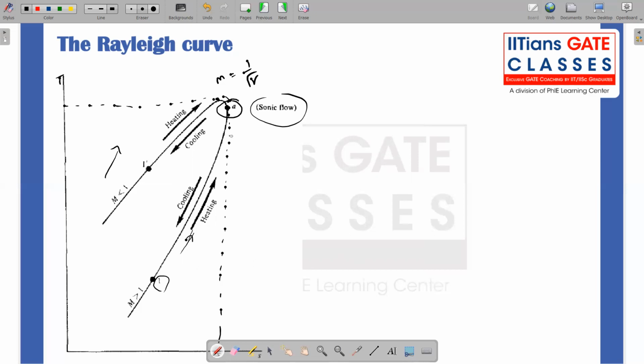Okay. So in both cases, what is happening? Adding heat will make the flow reach towards sonic flow. That is important. And cooling has the other effect. If I remove heat from the supersonic flow, the flow will accelerate, whereas if I remove heat from the subsonic flow, it will decelerate. So this is important. This curve is very, very important from a GATE point of view, so based on this, you might get questions in your GATE.